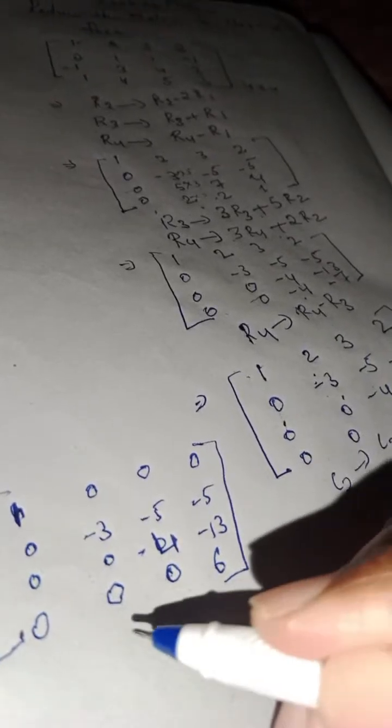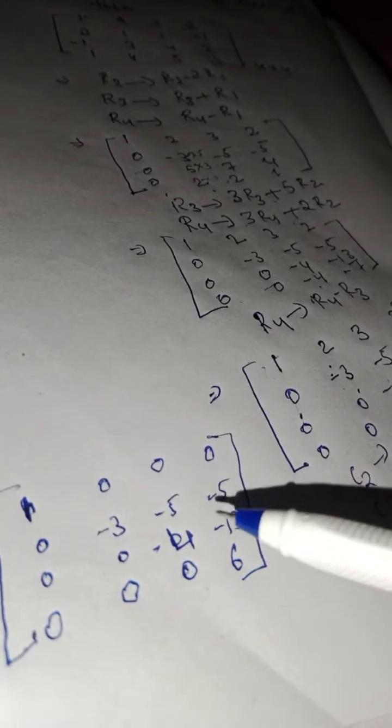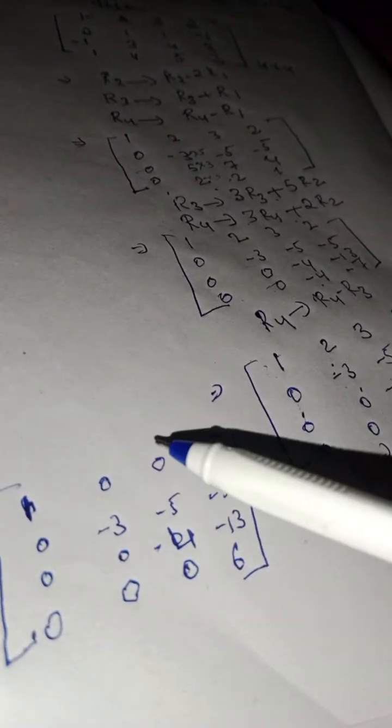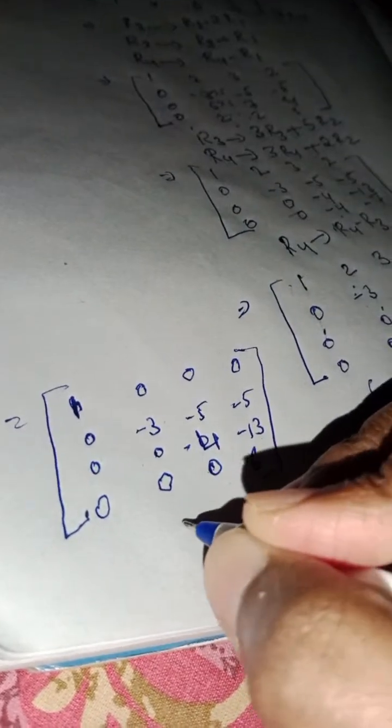So we got 1 0 0 0, 0 minus 3 minus 5 minus 5, 0 0 minus 4 minus 13, 0 0 0 6. So we got the matrix like this. So now what we are going to do is we have to perform column operations for C3 and C4 using C2. So now C3 and C4.